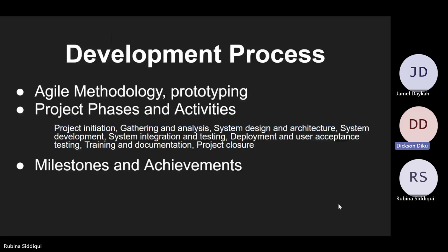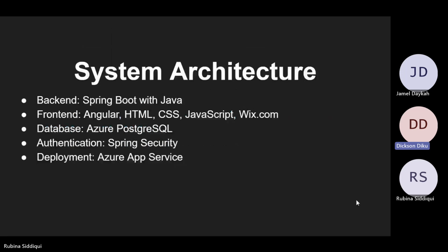You can go to the next slide. For the system architecture, to be able to build this project, we used different technology stacks. For the backend, we used Spring Boot with Java. The front end, we used the Angular framework, including HTML, CSS, JavaScript. And for the prototyping front end, we used the Wix builder on wix.com. For the database, we use Azure Postgres, and for authentication, we used Spring Security. And for the deployment, we'll be using the Azure App Service.